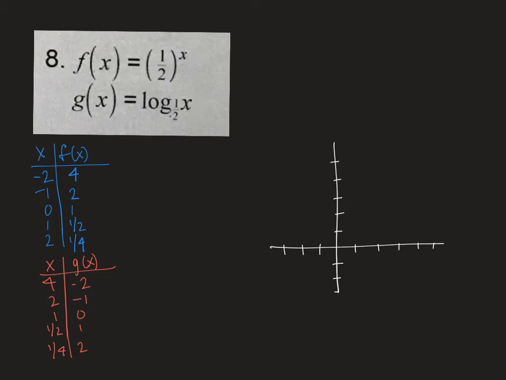So my logarithmic: -2, 4; -1, 2; 0, 1; 1, 1/2; and 2, 1/4. And then our logarithmic, which is just the reverse of that: we've got 4, -2; 2, -1; 1, 0; 1/2, 1; and 1/4, 2.